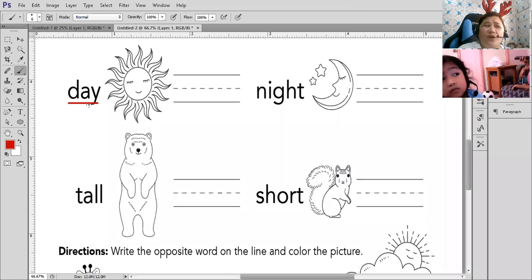Look at the word. It starts with letter D. With long A. D. Oops. It's A. The combination sound of AY is A. D. D.